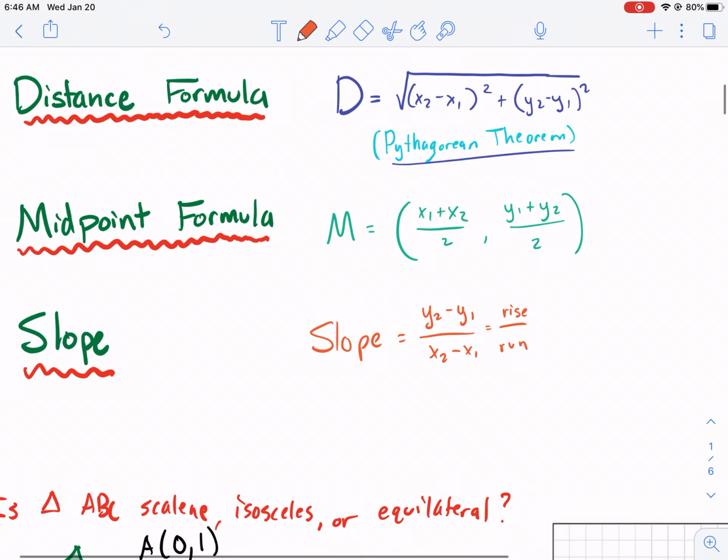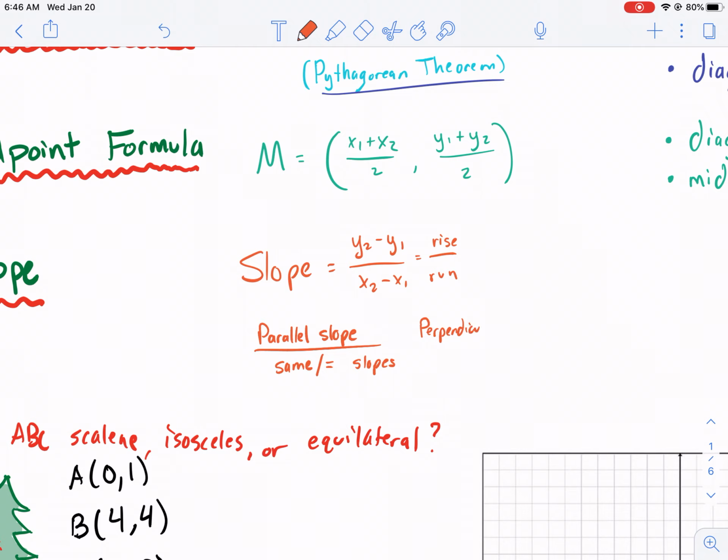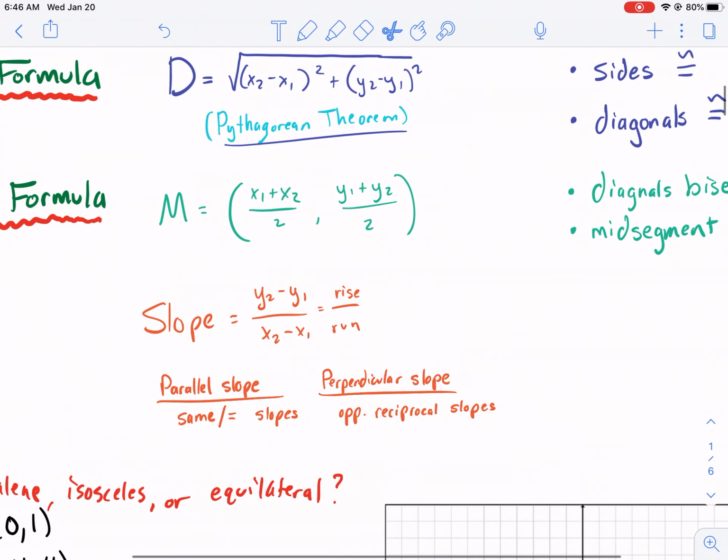Something important with polygons, something with slopes, is parallel slope. How do we know a parallel slope? Parallel slopes have the same slope: same, equal slopes. Perpendicular slopes, perpendicular, long word, have opposite reciprocal slopes. So that's something to keep in mind. And I'm going to change the color on this for emphasis like I did up there.